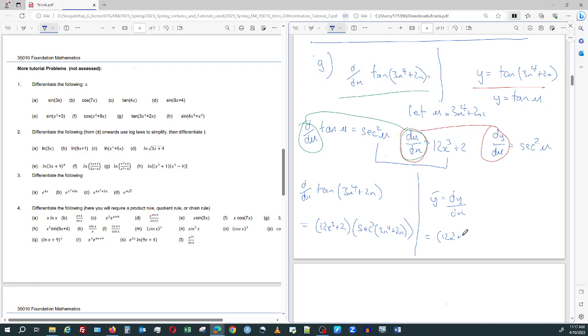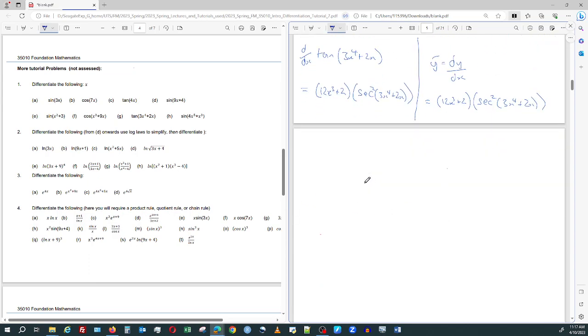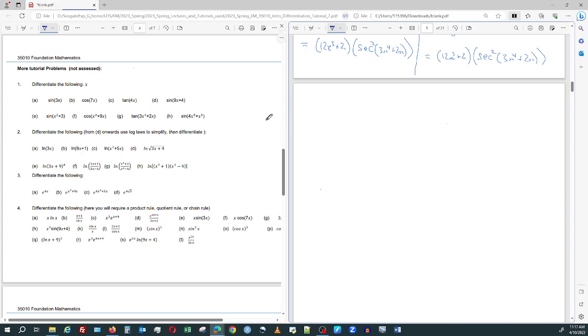So whether you're doing it with an equation or you're doing it with an expression, you're doing the same thing. Okay, so that's G, and the final one for this question is H.